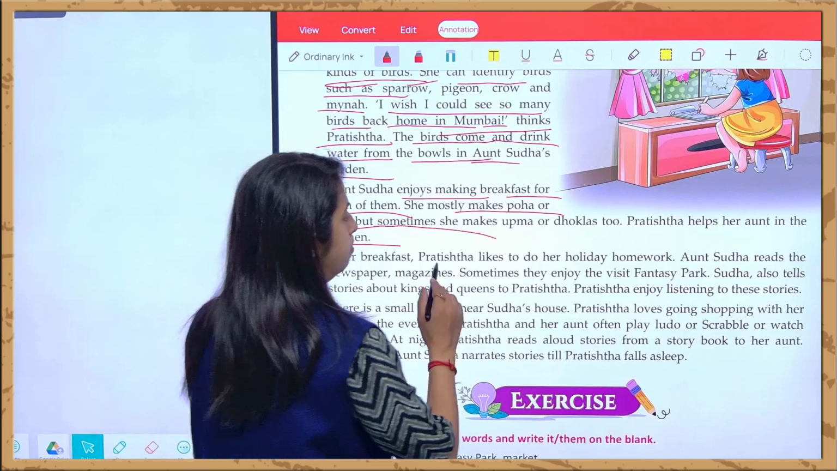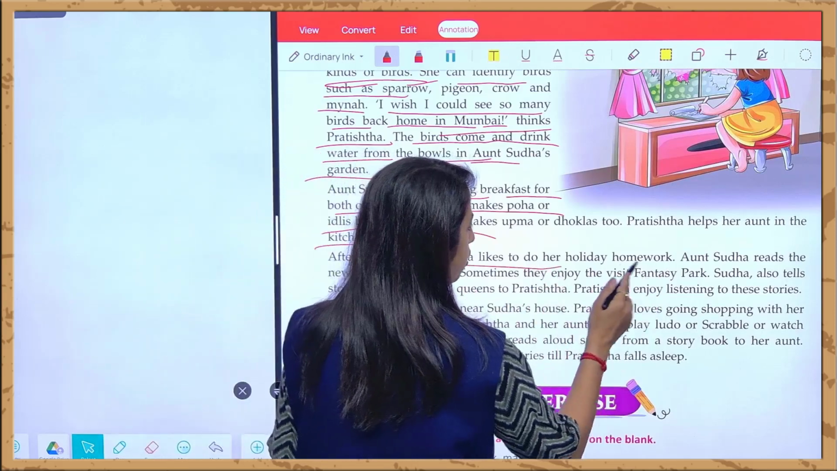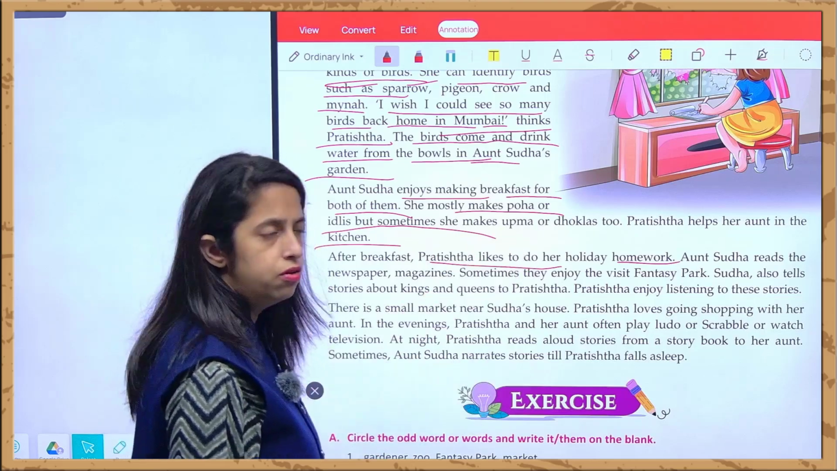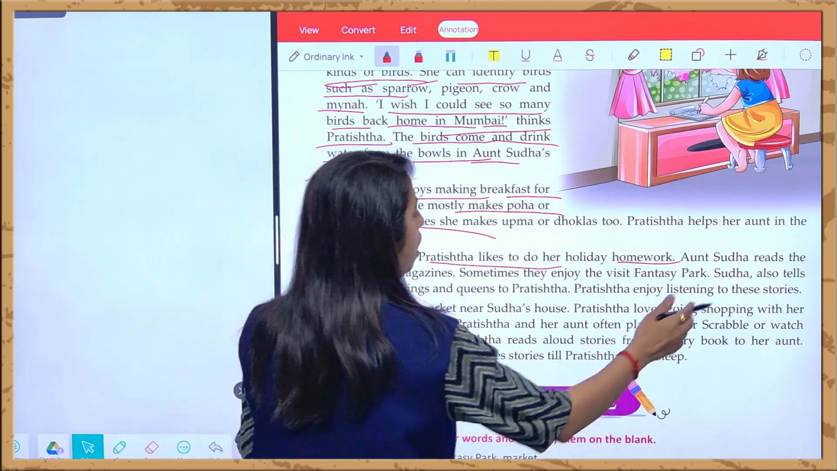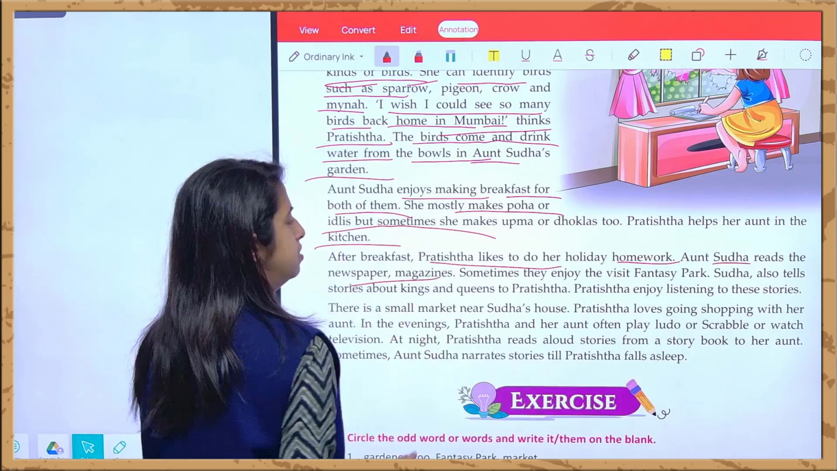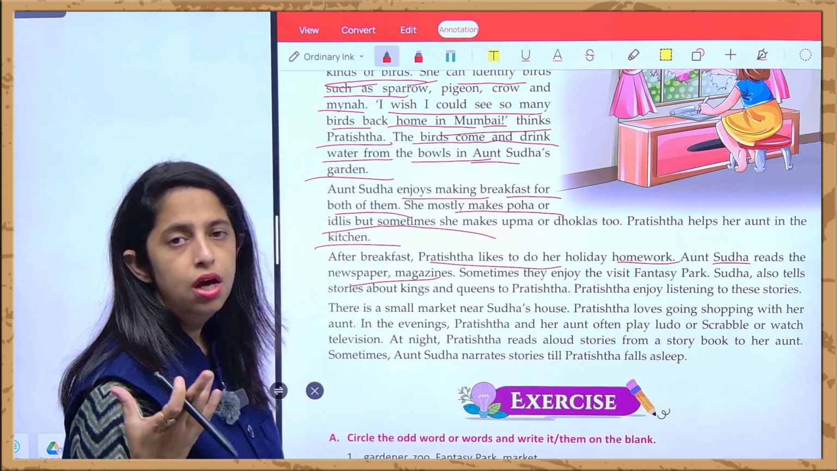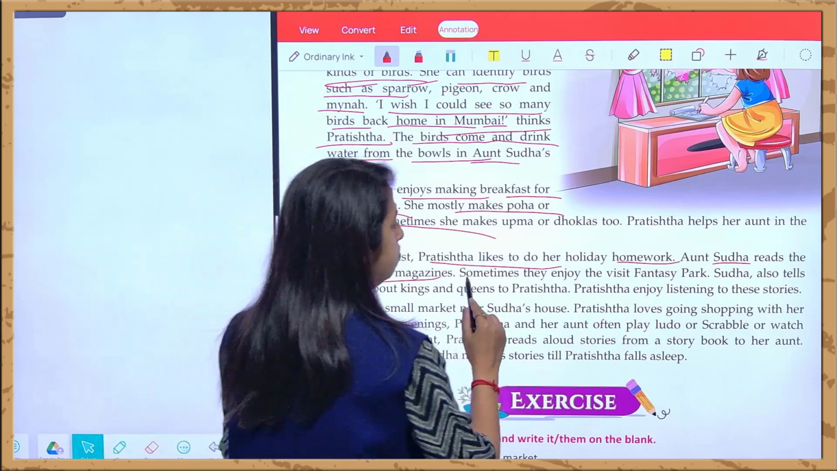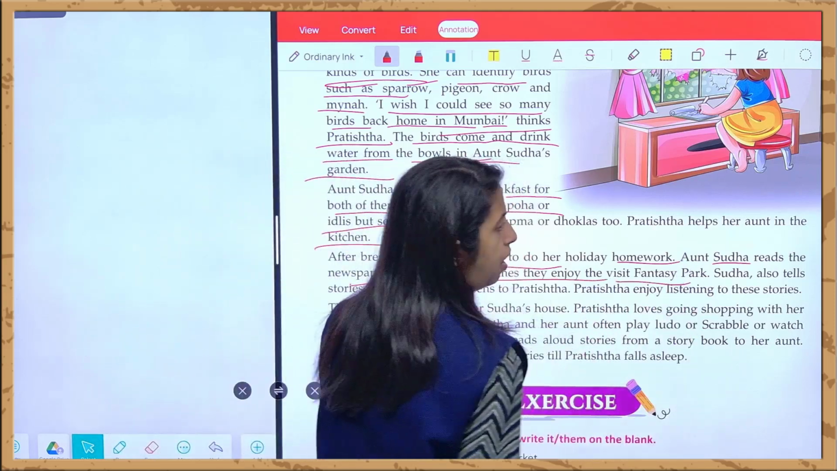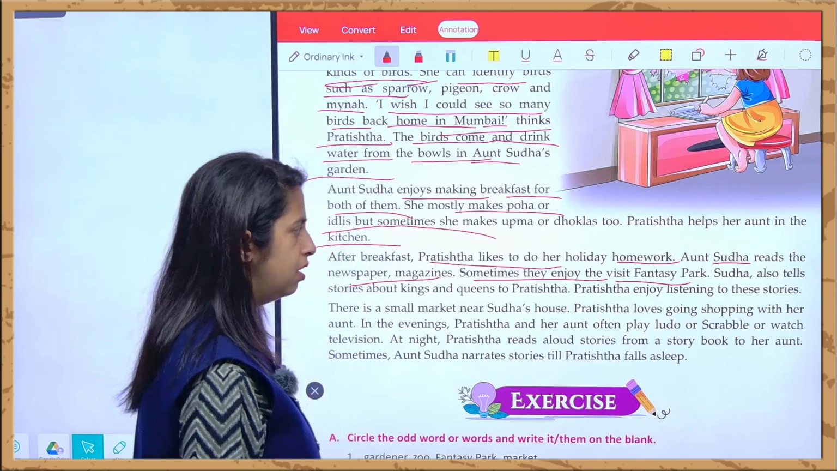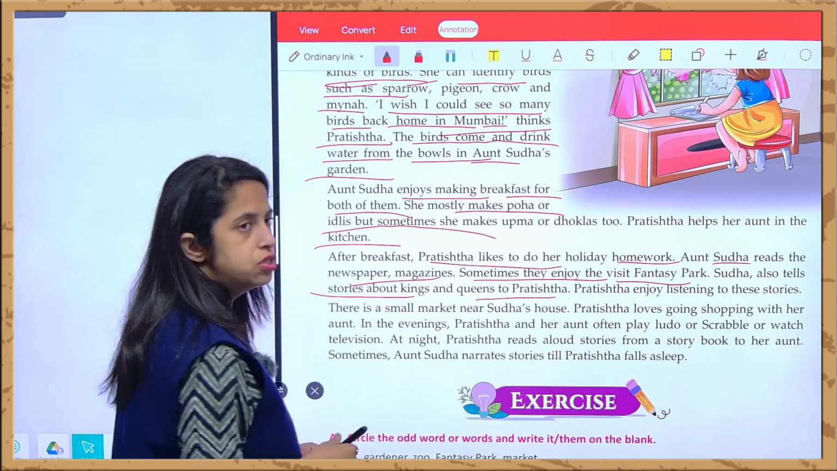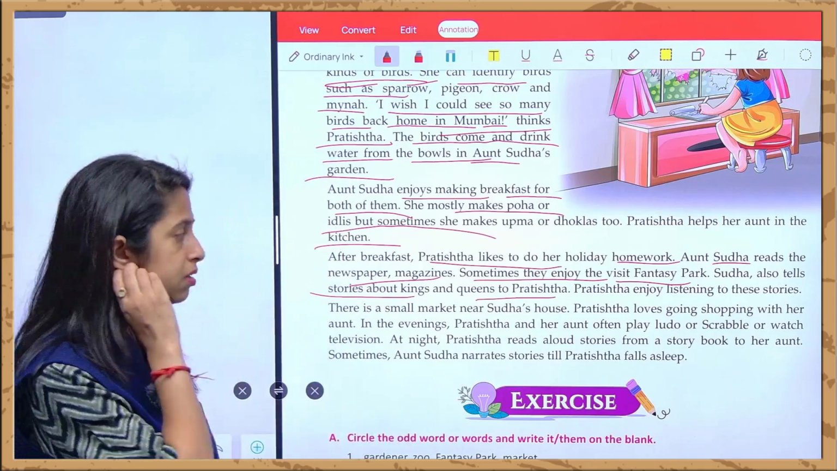After breakfast, Pratishtha likes to do her holiday homework as given by school, as she has come for the summer break. So Aunt Sudha reads the newspaper, magazines, और उस time पे Aunt Sudha, she liked reading. She used to spend her time in reading, and sometimes they enjoyed visiting the fantasy park, और कभी कभी वो fantasy park भी जाया करते थे. And Aunt Sudha also tells stories about kings and queens to Pratishtha. Pratishtha को king और queen की स्टोरियां बताया करती थी.